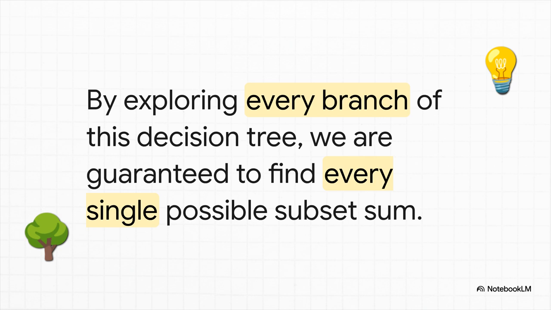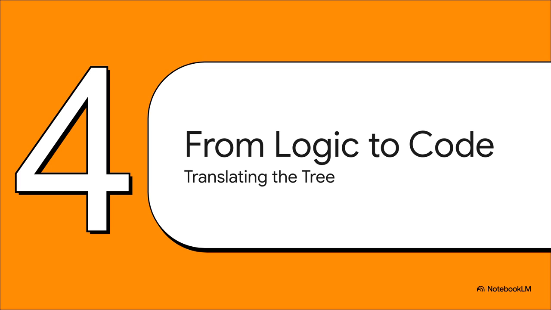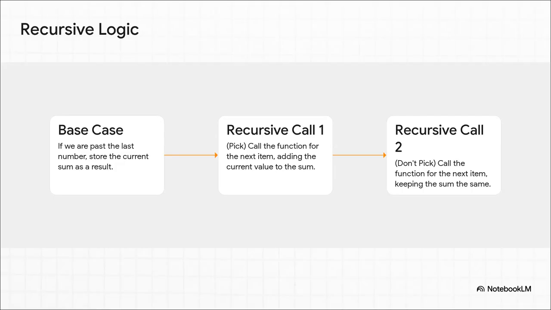That's our algorithm. What's so cool about this is that the logic of our decision tree maps perfectly onto a really elegant coding concept called recursion. We can write a function that basically just walks down this tree for us. Any good recursive function needs 2 key parts. First, a base case, a condition to stop. For us, that's when we run out of numbers to look at. At that point, we've found a sum, so we save it.